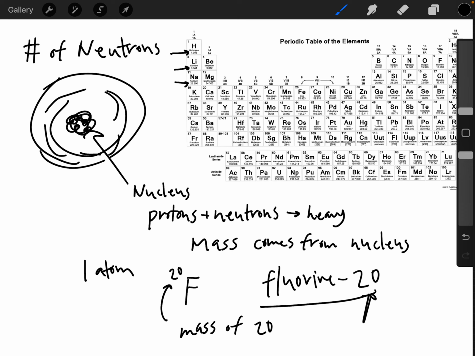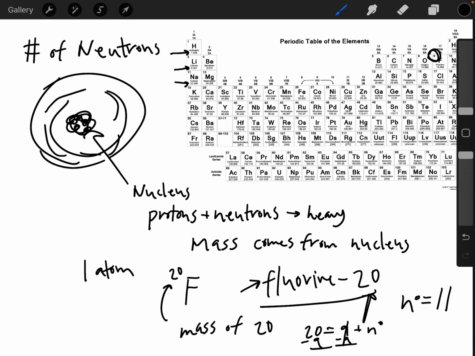If you're given just this information and asked to find how many neutrons there are, you can say: if I have 20 total AMUs, which is the unit, I can look at the periodic table and see that fluorine has a proton count of 9. That means all the other mass I need to get to 20 is going to be neutrons. So 9 protons plus however many neutrons gets me to 20 AMUs. I can subtract 9 from both sides to get neutrons alone, and I find that there would be 11 neutrons in this specific atom.